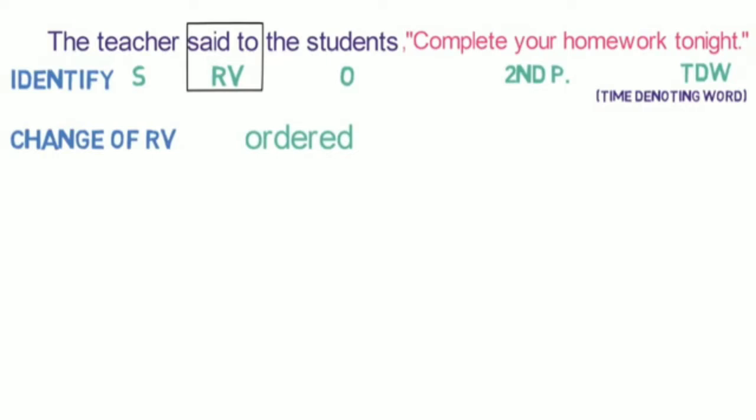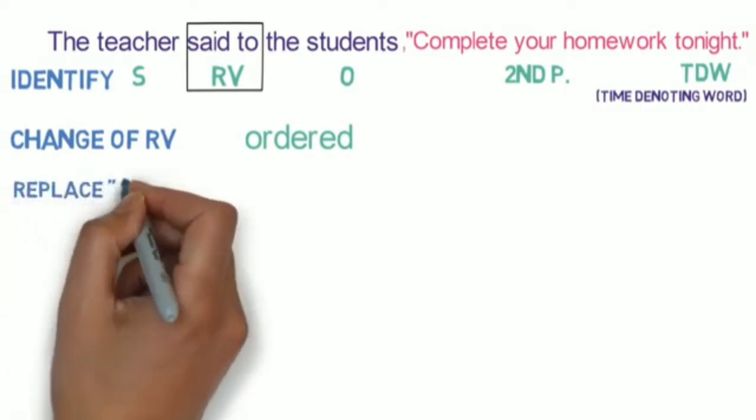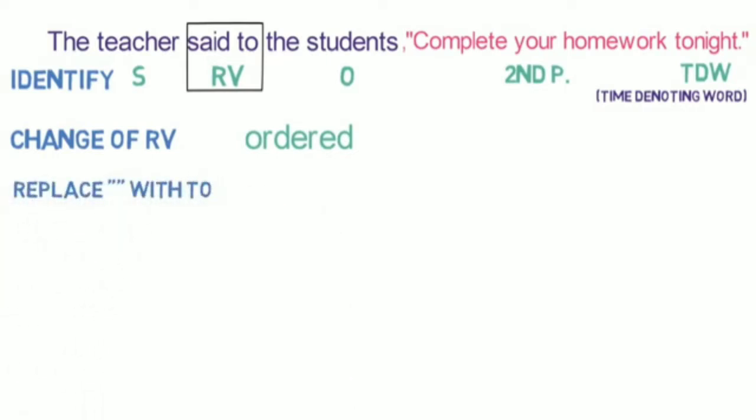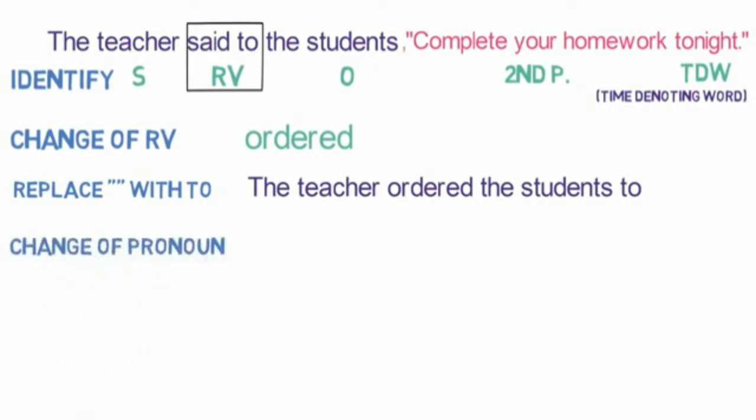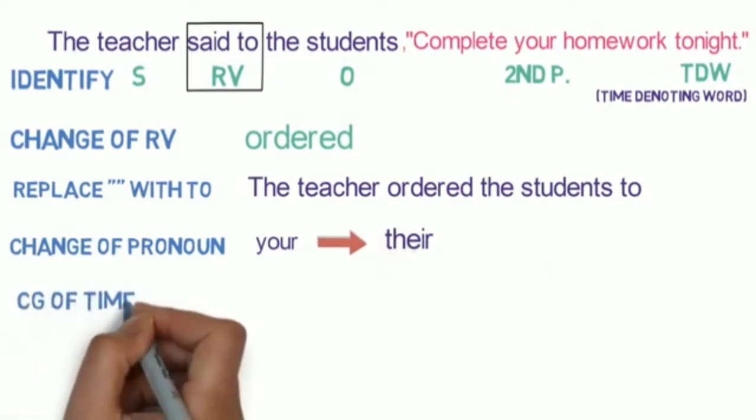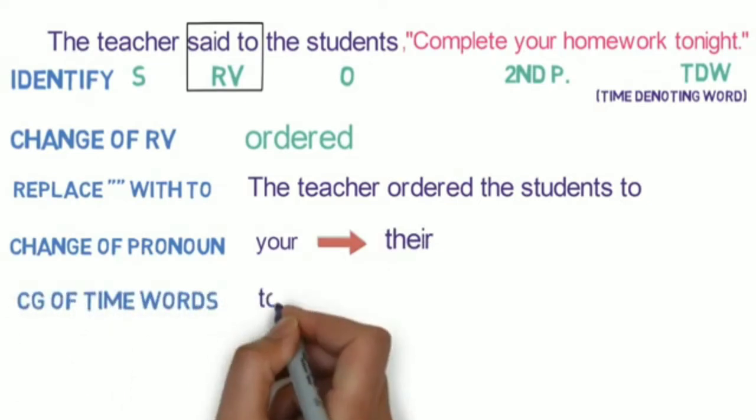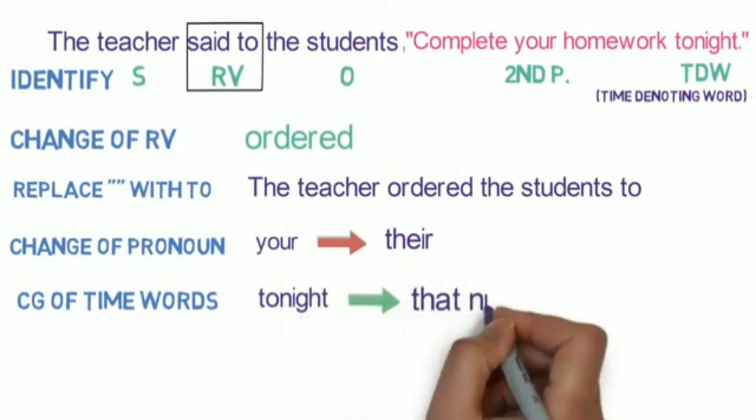Step 3 is to replace the inverted comma with to. So the sentence will become like this. The teacher ordered the students to. Step 4 is the change of pronoun. Here your is in second person and object is students. So your will be converted to their. Step 5 is the change of word denoting time. Here tonight will be converted to that night.